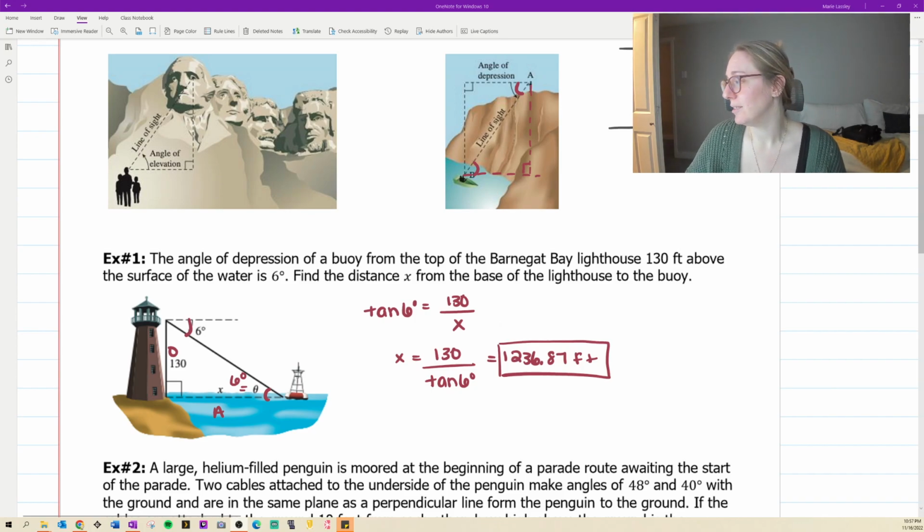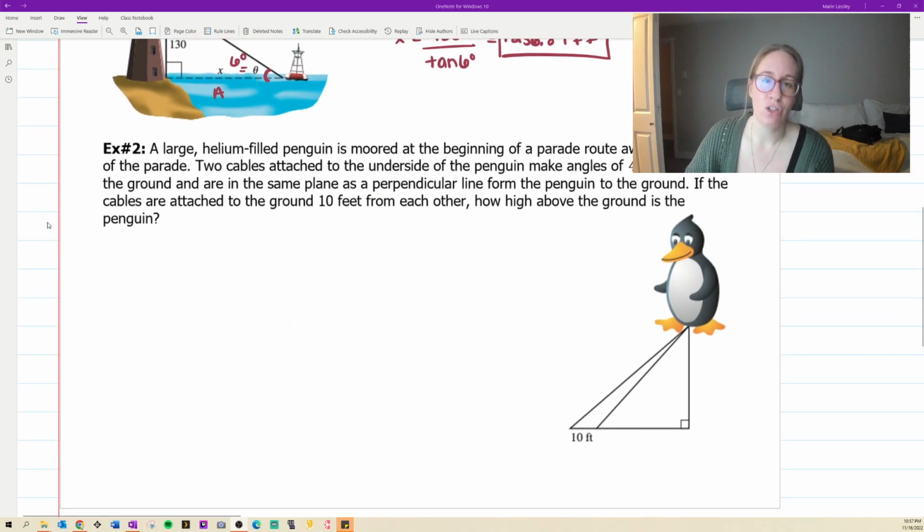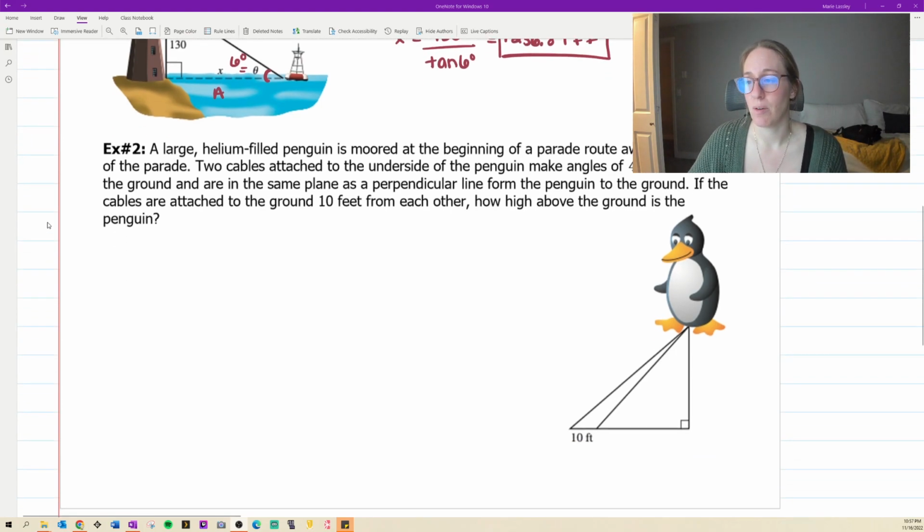This one is kind of looking at angles of elevation and depression, but really it's just a trig word problem that we're going to go through. It says a large helium-filled penguin is moored at the beginning of a parade route awaiting the start of the parade. 2 cables attached to the underside of the penguin make angles of 48 degrees and 40 degrees with the ground. So I'm going to go ahead, and I already have my penguin picture.